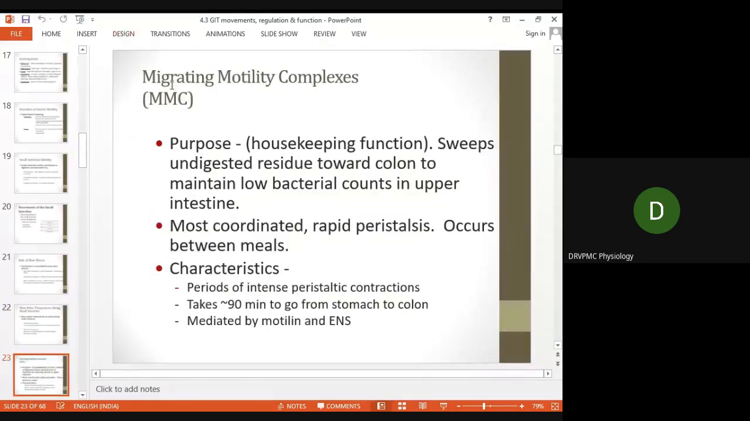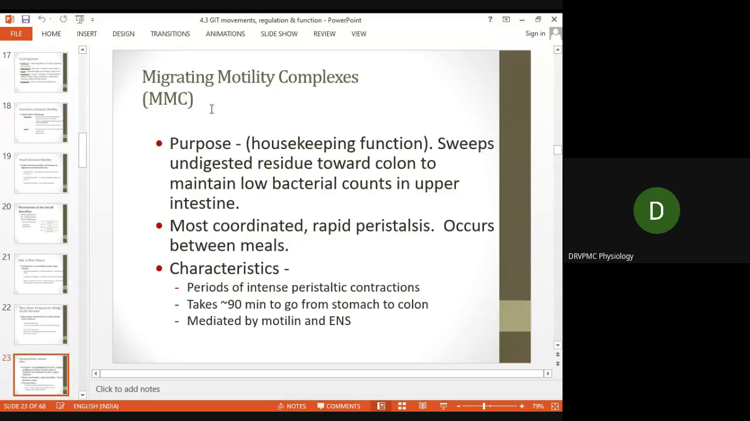Coming to migrating motility complexes. What are these? The purpose of the migrating motor complexes is to sweep the undigested residue towards the colon to maintain low bacterial count in the upper intestine. That is like a housekeeping function. It is cleaning the undigested residue towards the colon, so in the upper intestine there will be less bacterial count. That is the function of these migrating motility complexes.